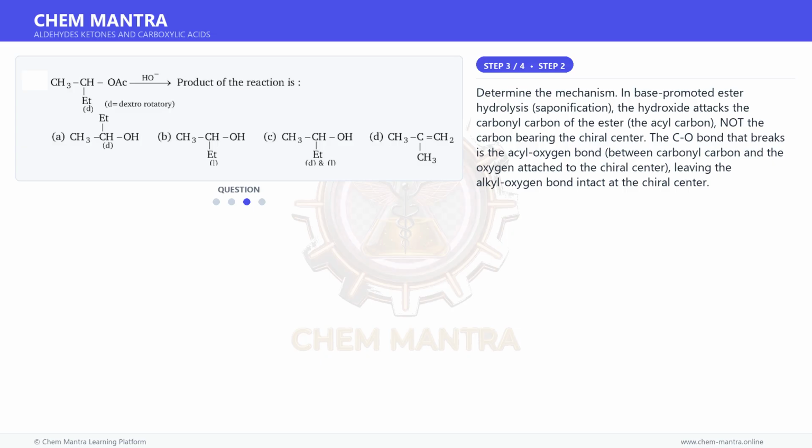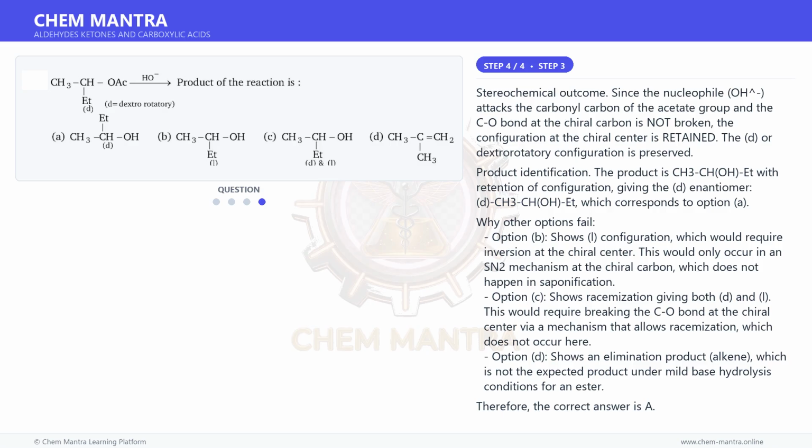Moving on to the next step. Determine the mechanism. In base-promoted ester hydrolysis, saponification, the hydroxide attacks the carbonyl carbon of the ester, the acyl carbon, not the carbon bearing the chiral center. The C-O bond that breaks is the acyl-oxygen bond between the carbonyl carbon and the oxygen attached to the chiral center, leaving the alkyl-oxygen bond intact at the chiral center.